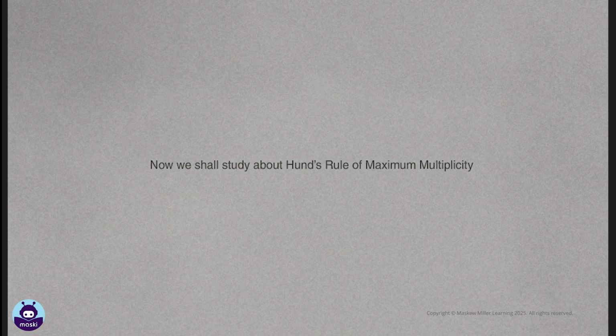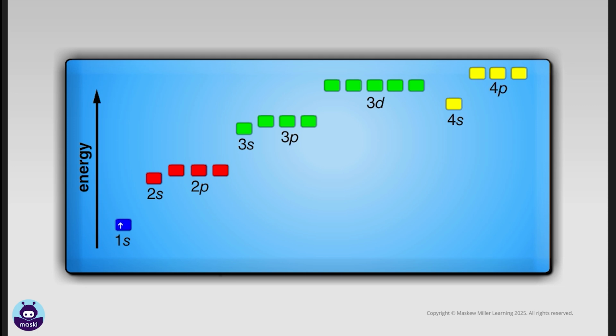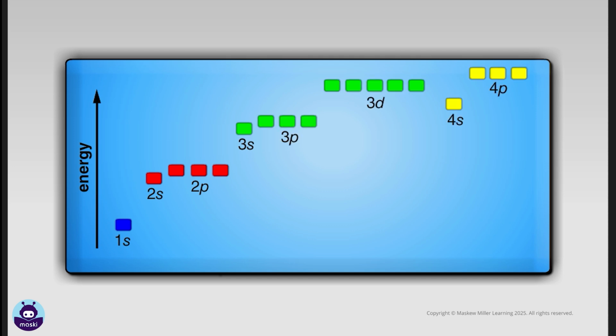Now we shall study Hund's rule of maximum multiplicity. When there are degenerate, equal energy orbitals available, electrons will enter the orbitals one at a time to maximize degeneracy, so that orbitals will have the same energy levels. So the electrons enter the orbitals only when all the orbitals are half filled and then pairing up occurs. This is the rule of maximum multiplicity. Where there is a choice between orbitals of equal energy, they fill the orbitals singly as far as possible. This filling of orbitals singly where possible is known as Hund's rule.